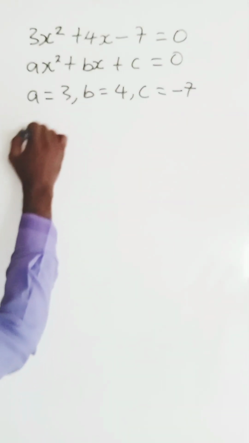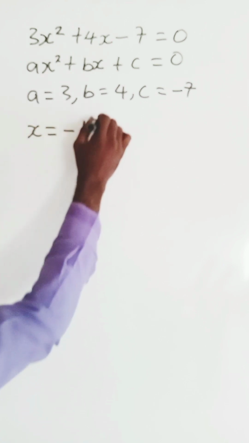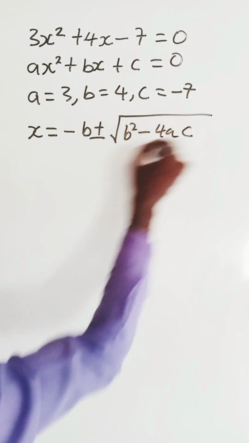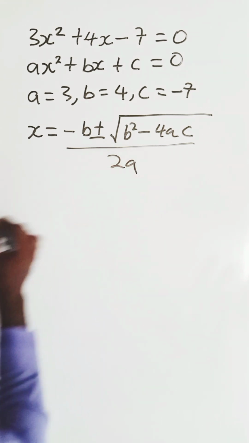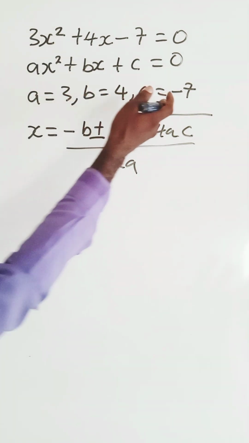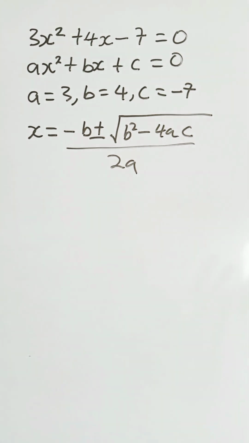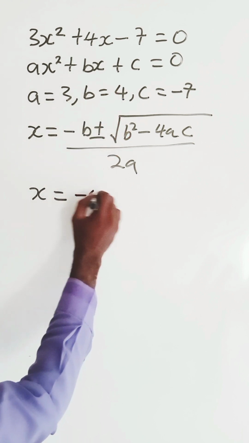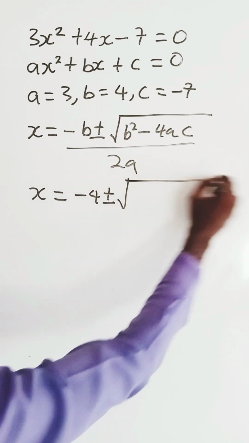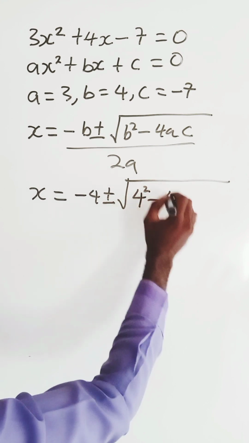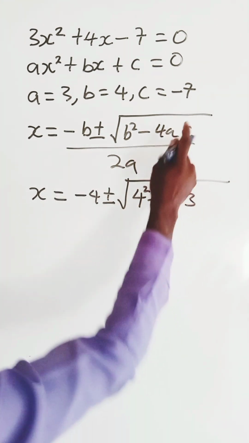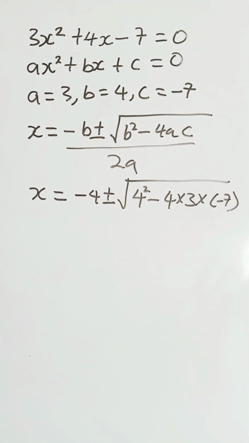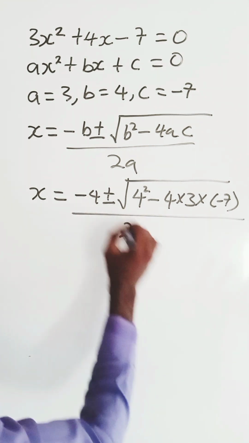The general quadratic formula: x is minus b plus or minus the square root of b squared minus 4ac all over 2a. Let's substitute the values of a, b, and c, which are 3, 4, and minus 7, into the general quadratic formula. x will now be equal to minus b, b is 4, that is minus 4, plus or minus the square root of 4 squared minus 4 times a, which is 3, times c, which is minus 7, all over 2 times a, which is 2 times 3.